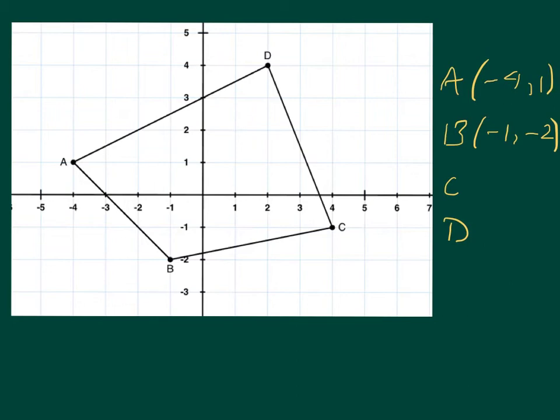I'll do C now. So I come across until I'm in line. So I come across 4 and then down 1. So 4, -1 are the coordinates of C. And finally D, we come across 2 and we go up 4. 2, 4, both positive. So the coordinates of D are 2 and 4. So hopefully that's helped you understand coordinates a little better.